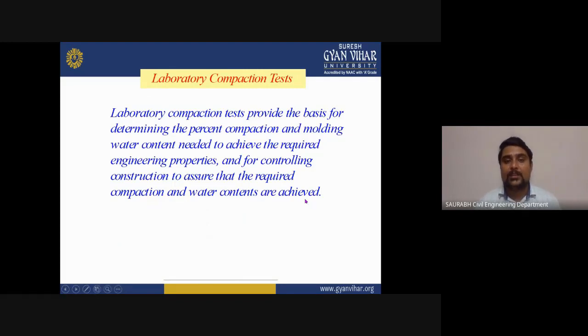Now we will see the laboratory compaction test. Laboratory compaction test provides the basis for determination of the percentage of compaction and molding water content needed to achieve the required engineering properties, and for controlling construction to ensure that required compaction and water content are achieved.